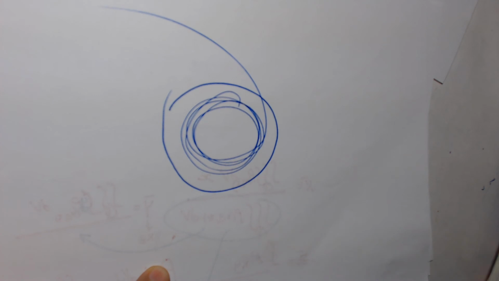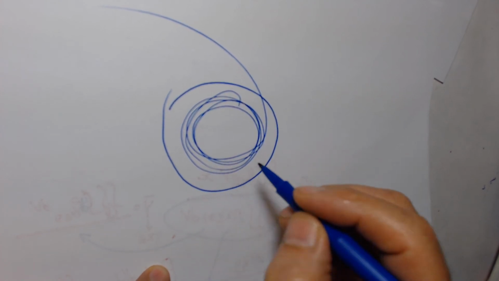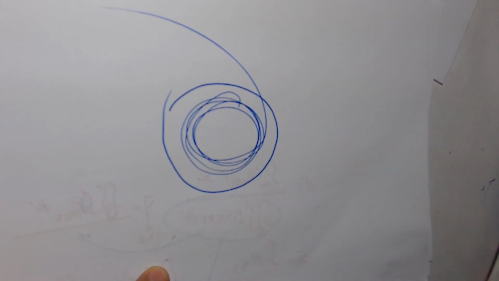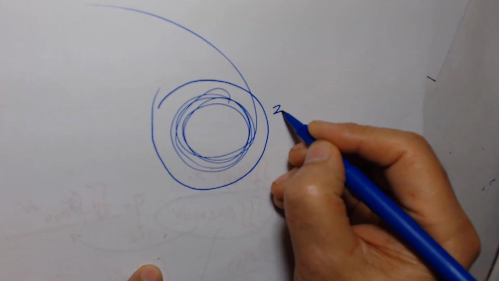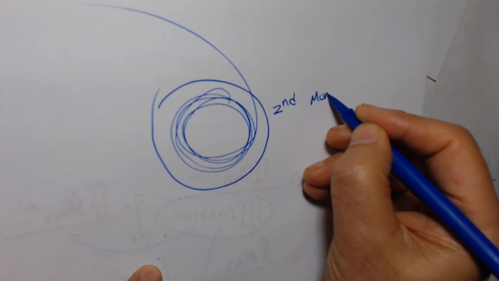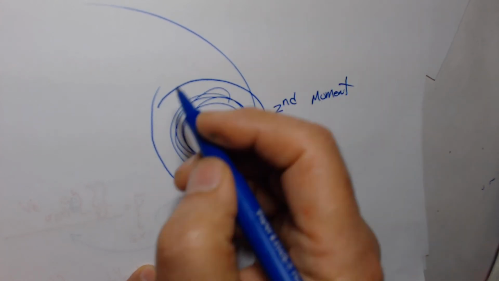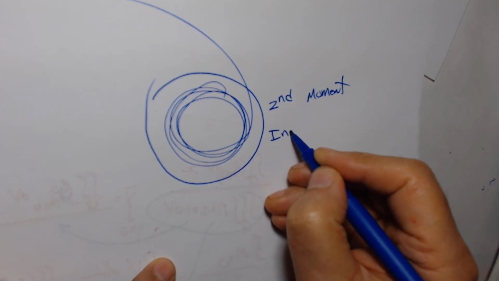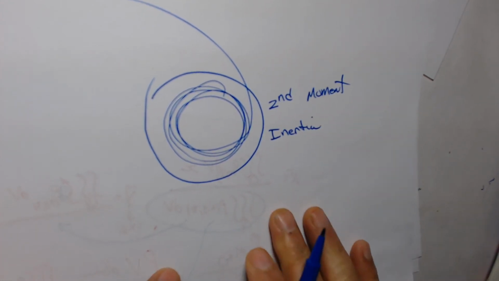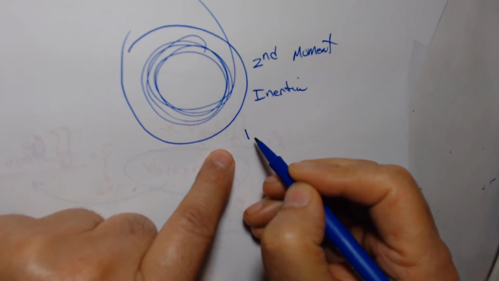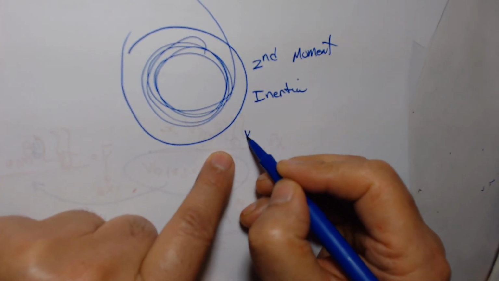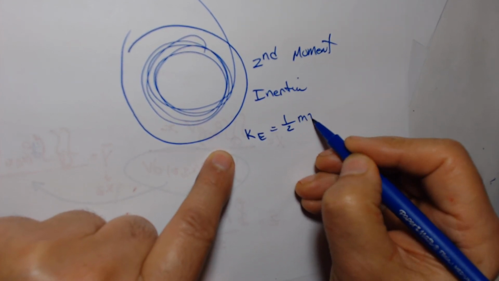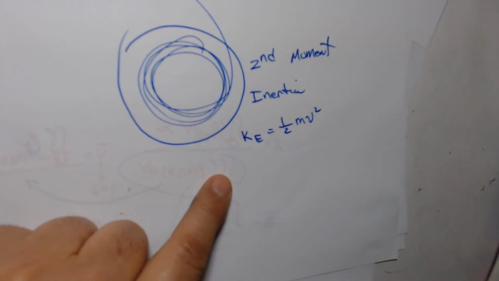I am increasing my moment right here, but not by running in a straight distance, but by rotating. This is called the second moment. And this is called the moment of rotation. And the moment of rotation is called inertia. If you remember from physics, the kinetic energy for linear distance is 1/2 mv squared.